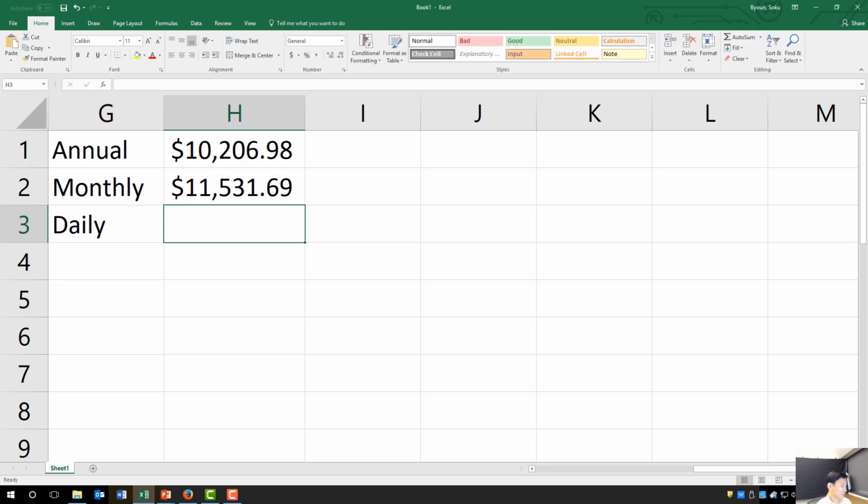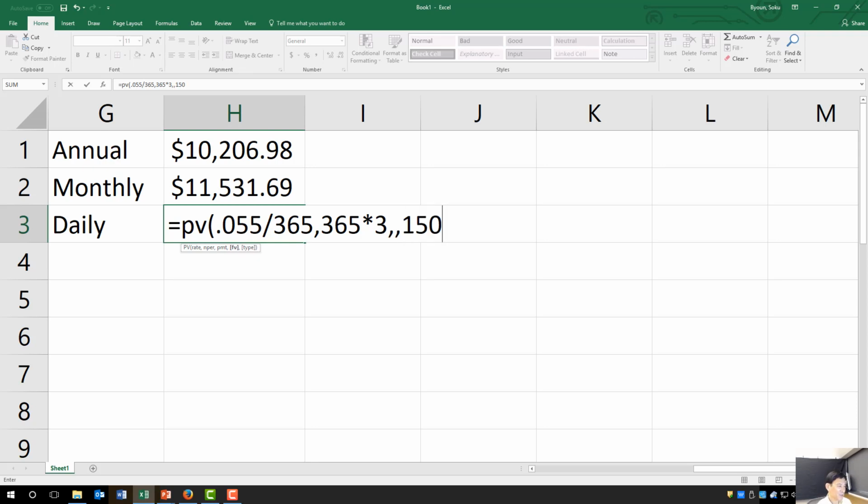So with daily compounding, present value with interest rate 0.055 APR divided by 365, and number of periods 365 times 3 years, and no other payment, and future value 15,000.